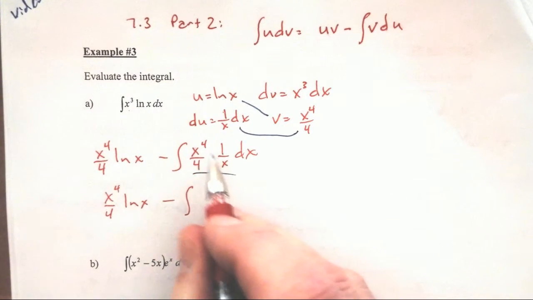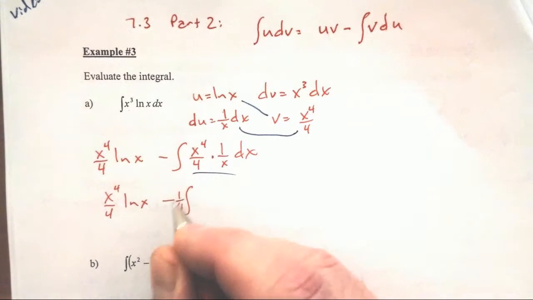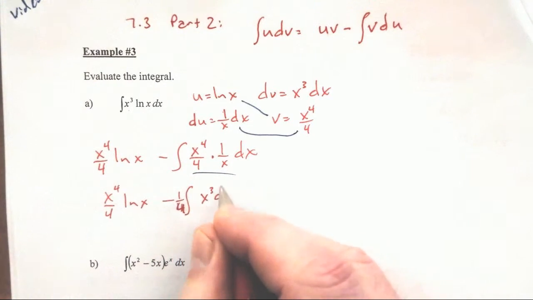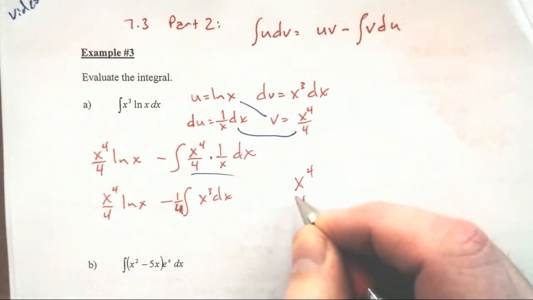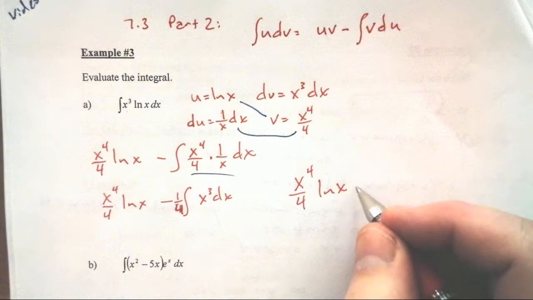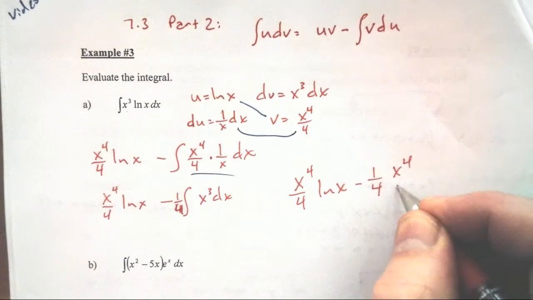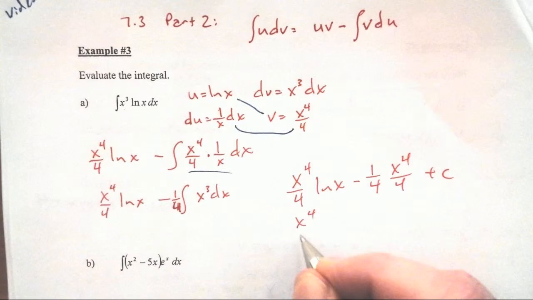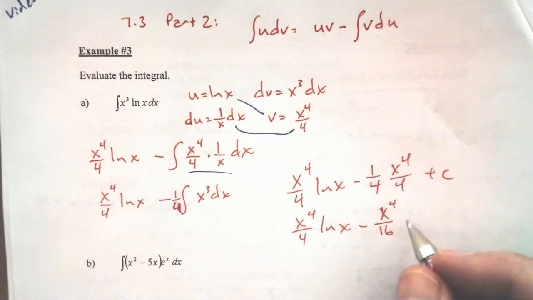Little algebra simplification, the x to the fourth on x reduces. I'm going to pull the 1/4 out front. 1/4 times the integral of x to the third dx. So I end up with x to the fourth on 4 ln x minus 1/4. The integral of x cubed, again, is x to the fourth on 4, plus the constant coefficient. So x to the fourth on 4 ln x minus 1 on 16, or x to the fourth on 16 if you prefer, plus c.